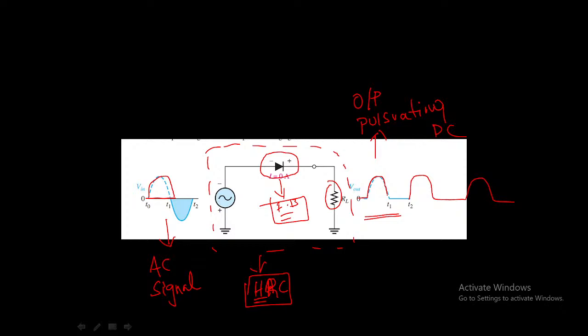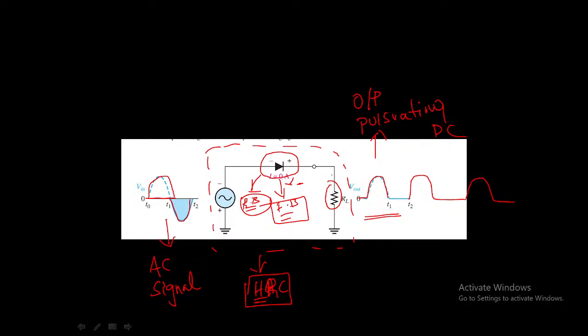When the input voltage is negative, the diode will be in reverse bias condition. For the positive input voltage the diode is in forward bias, and for the negative voltage the diode is in reverse bias. We have already seen that in reverse bias no current flows through the diode. It acts as an open circuit, an open switch.